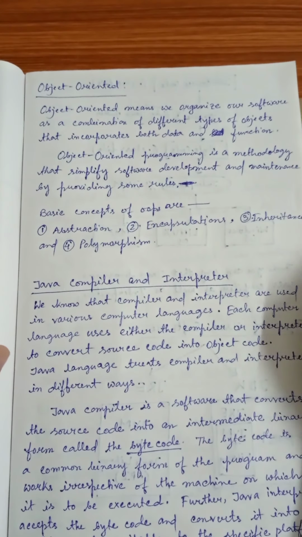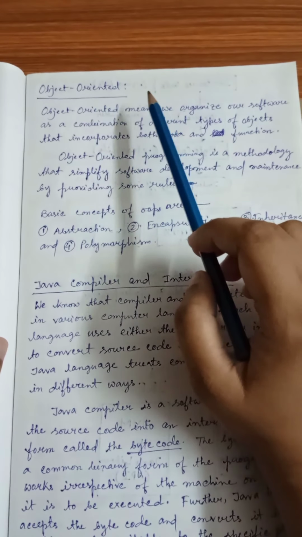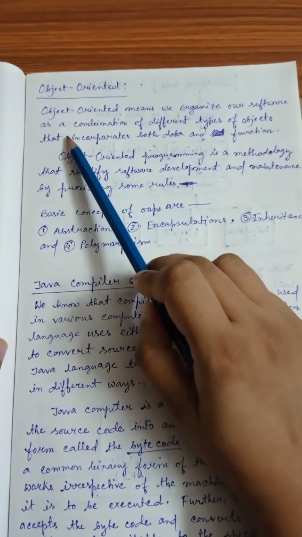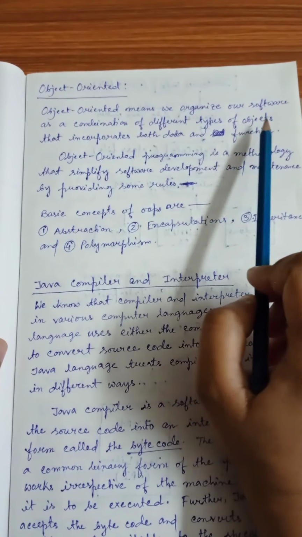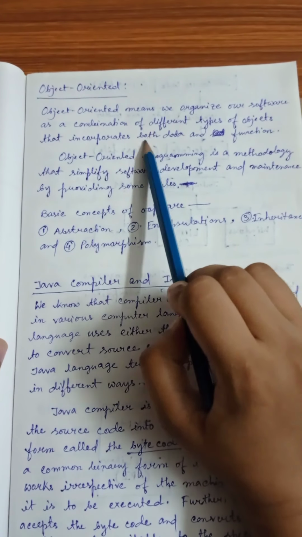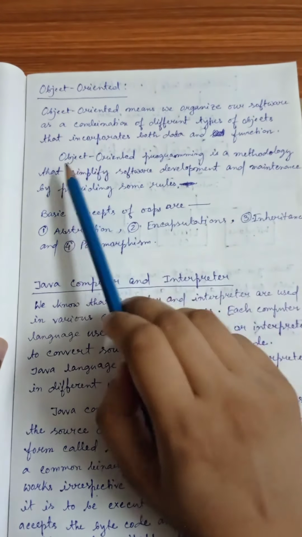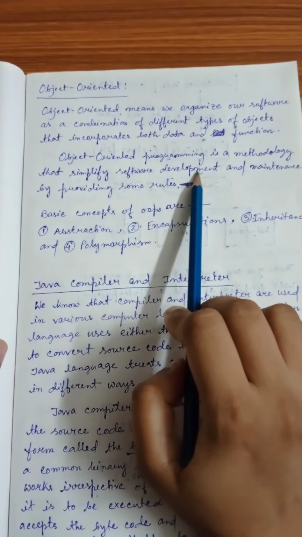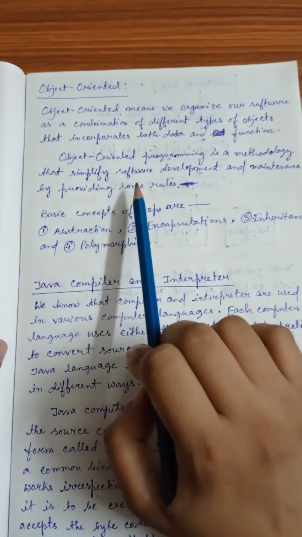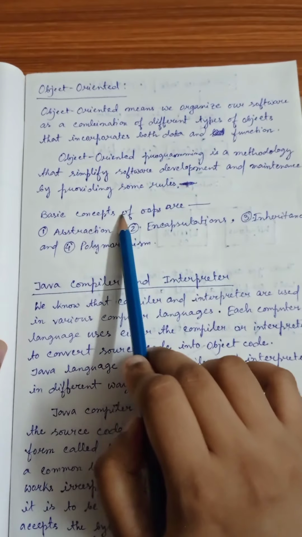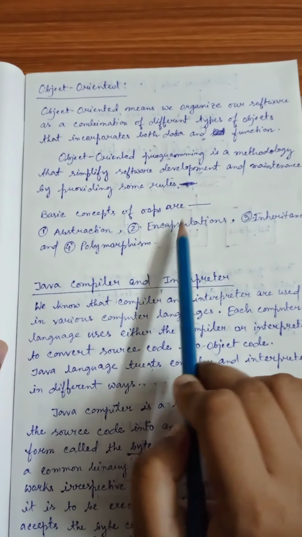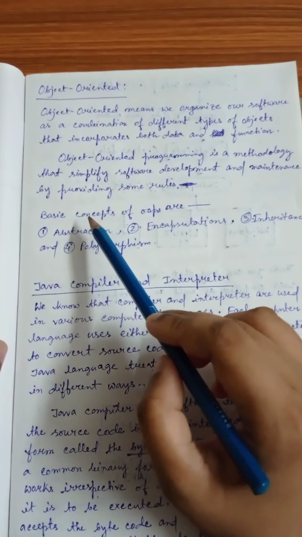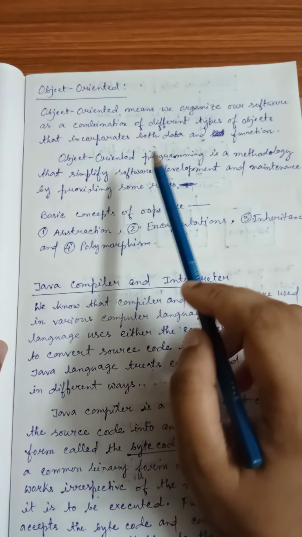Next is Java is an object-oriented programming. Object-oriented means we organize our software as a combination of different types of objects that incorporate both data and function. Object-oriented programming is a methodology that simplifies software development and maintenance by providing some rules. Basic concepts of OOPs are abstraction, encapsulation, inheritance and polymorphism. I have already discussed the OOPs concept in the previous video.